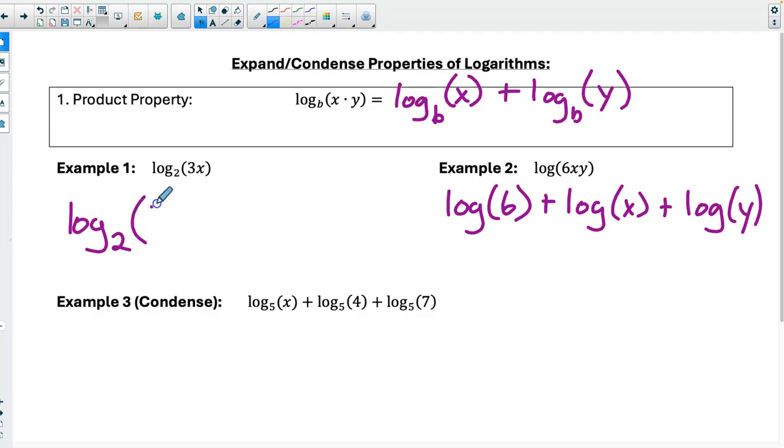I get log base 2 with 3 plus log base 2 of x. Questions there? If I'm condensing, it's going to work the same way. I would put these things together. Now, I want you to caution yourself from just going from that to your answer. Go by steps. Break it down.